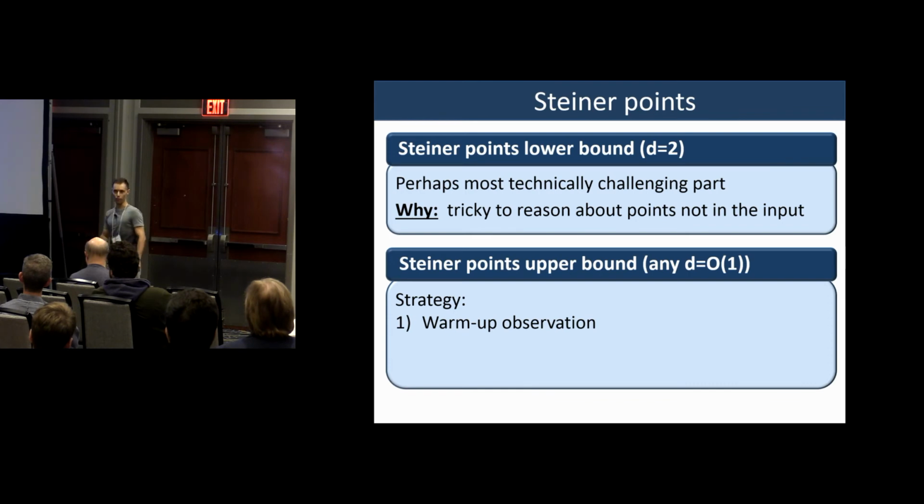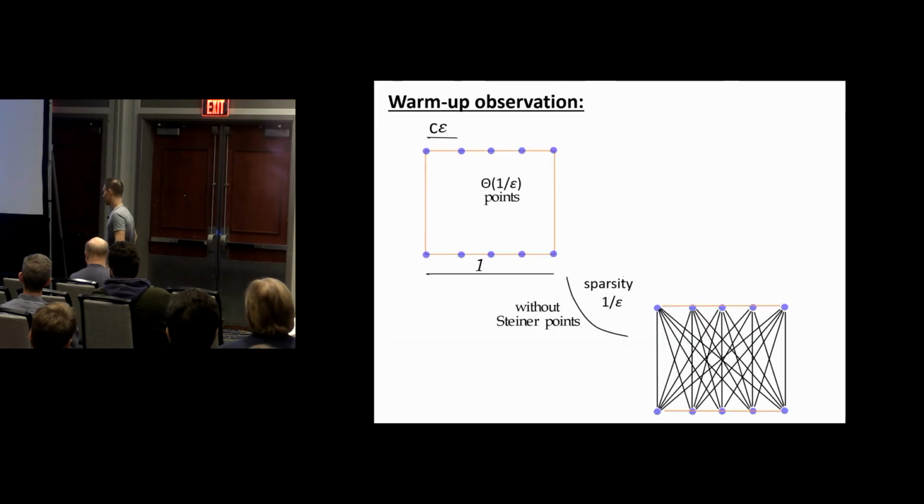First, we have this warm-up observation. Let's start with that. We mentioned that if we place points evenly on the boundary of the circle, then we get a hard instance. The same hard instance we will get if we place them on the square. It doesn't really matter, but it's instructive to use the square for this argument.